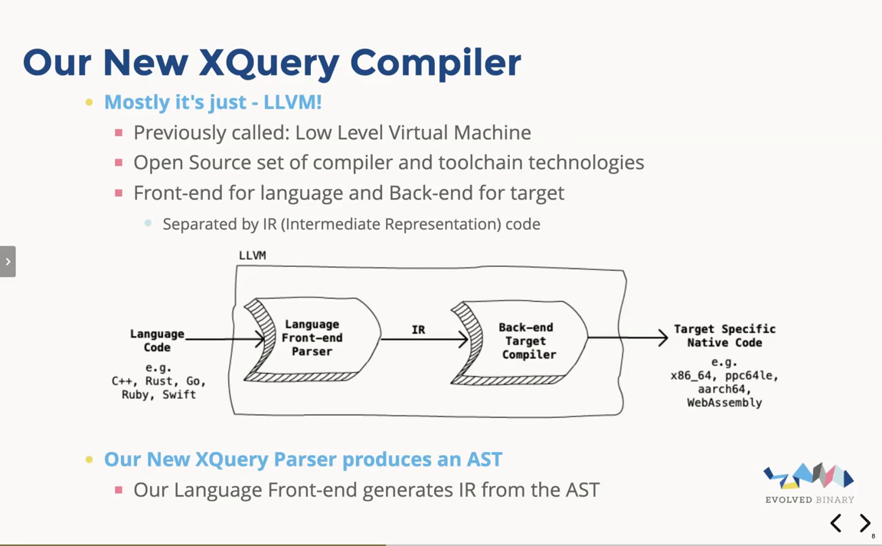And then the back end churns out the binaries that you need, whether you're on Mac Intel or the upcoming Mac ARM machines. So that's one of the nice advantages of LLVM: if you create a front end for it, you can target multiple backends and you don't have to worry too much.